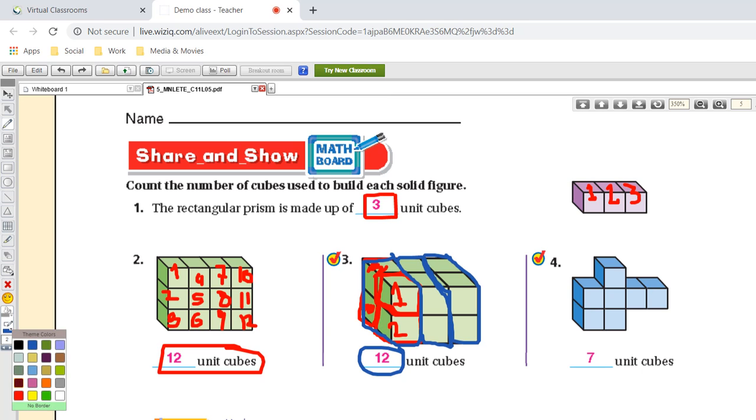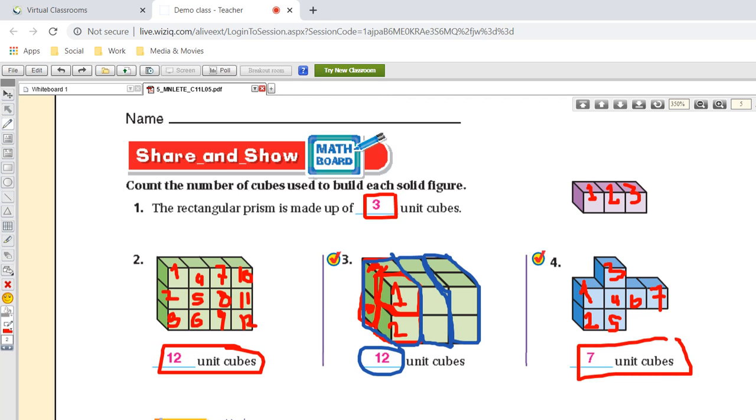The next one, let's count: 1, 2, 3, 4, 5, 6, and 7. We have 7 unit cubes.